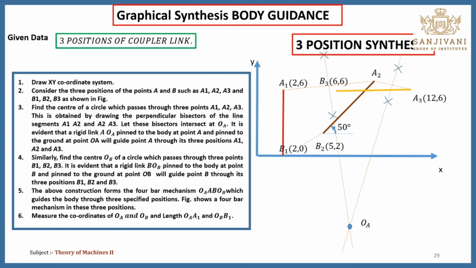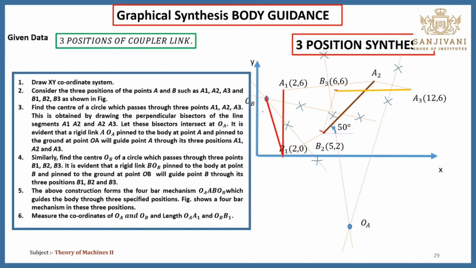Again, you need to join this B1 B2. Just try to understand, this is the B1 B2. Next, you need to join B2 B3. Next, you have to take the perpendicular bisector of these two. These two intersect again at one common point. This is the OB, which is the second pivot.